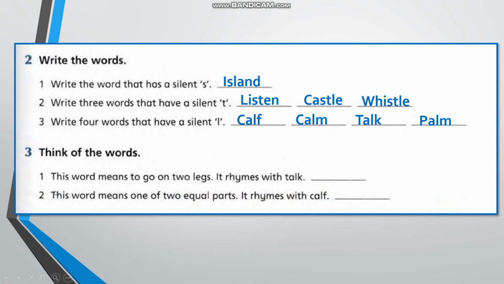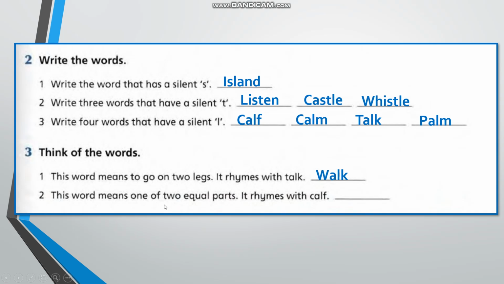Now think of the word Sadis. This word means to go on 2 legs. إنه يكون في ممشى على رجلتين, and it rhymes with talk. Rhymes يعني إنها بتكون على نفس النغمة أو بنفس النهاية, and here the answer is walk.